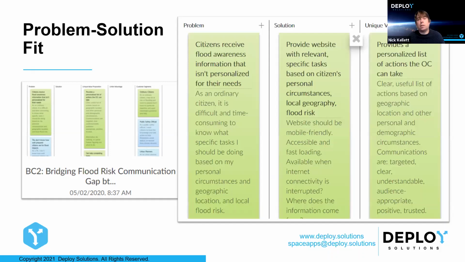This is an example where we're focusing on flood disasters. So in this example, the problem on the left there is citizens receive flood awareness information that isn't personalized for their needs, again, based on our findings. The solution is that we could provide a website with relevant specific tasks based on their personal circumstances, local geography, and flood risk. And the unique value proposition would be that it would provide a personalized list of actions that the citizens could take. So again, we're trying to come to a problem solution fit that was going to lead to a meaningful solution to a problem, and this is the way that we did it.